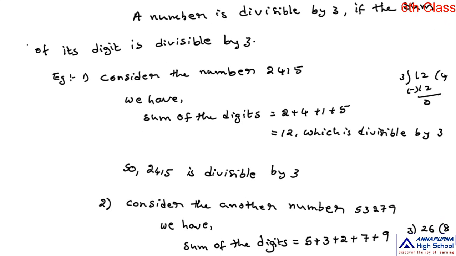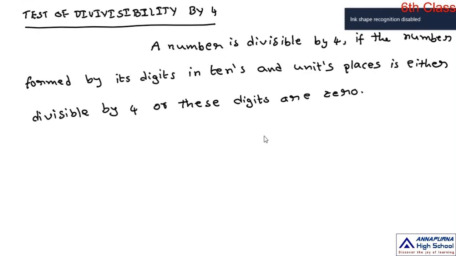Let us learn the next test, divisibility by 4. A number is divisible by 4 if the number formed by its digits in the tens and units places is either divisible by 4 or these digits are 0. Let us check with one example.